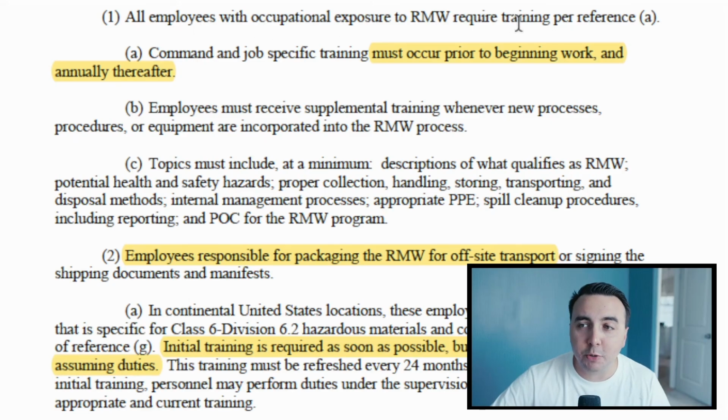Remember, we talked about that training that has to be within a year for the EPM, the person that's overall in charge, or the EPOC, the site people that are going to be pretty much in charge of this program. Well, now we're getting into the people that are going to be segregating this waste and actually dealing with it on a regular basis, which it says all employees with occupational exposure to it should get specific training prior to beginning work and annually thereafter.